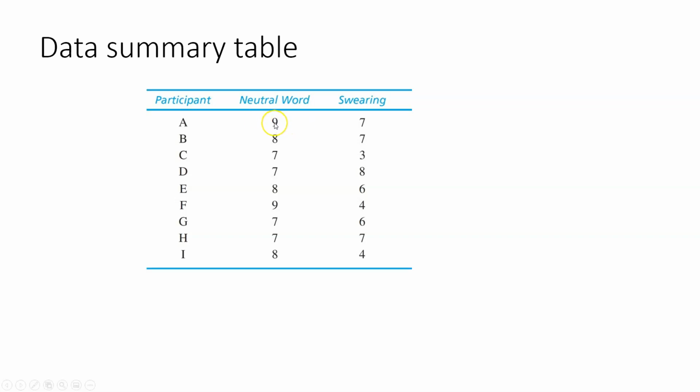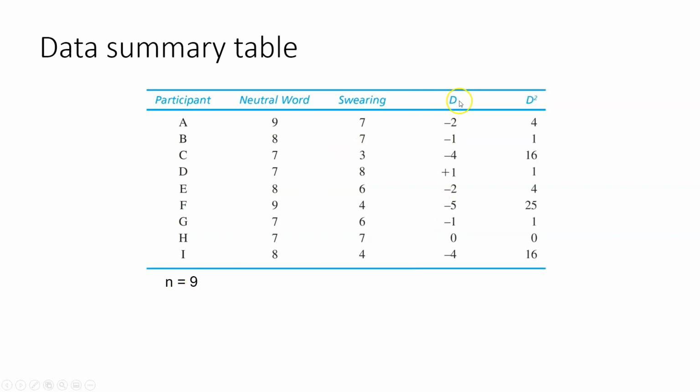This is some pain level of 9 with a neutral word and lower pain when swearing. 8 is the pain level when participant B used a neutral word, and 7 was the pain level when they used a swearing word. So for every participant, you've got 2 conditions. We've got 9 participants, and we can compute the D, the difference score, for all 9 participants by taking the swearing minus the neutral, and you have the difference scores here.